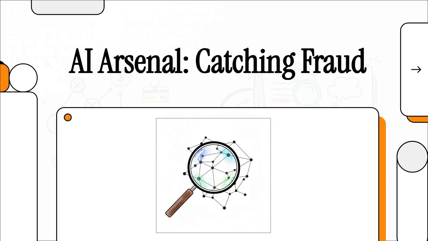Welcome to this explainer. Okay, let's jump right into this. We're looking at the escalating and, frankly, fascinating arms race of modern fraud detection. Today, we're going to explore exactly how mapping hidden networks and then combining the raw mathematical power of graph neural networks with the reasoning capabilities of large language models is fundamentally changing how we catch bad actors.